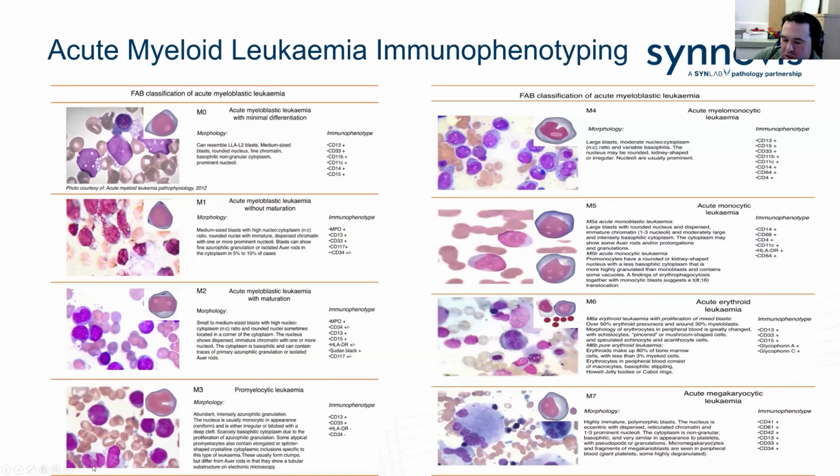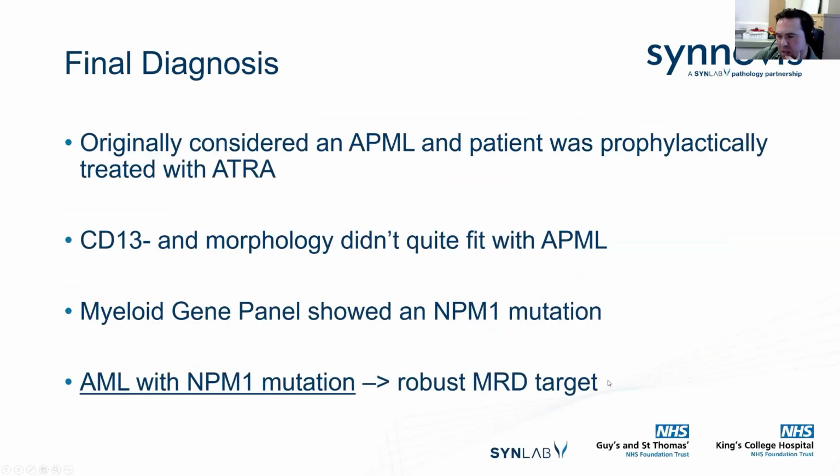And the morphology also didn't quite fit. It didn't quite fit with this cupping of the nucleolus, and it just didn't fit with the morphology that we were seeing. We were seeing more cupping. And what actually turned out to be was an AML with an NPM1 mutation.